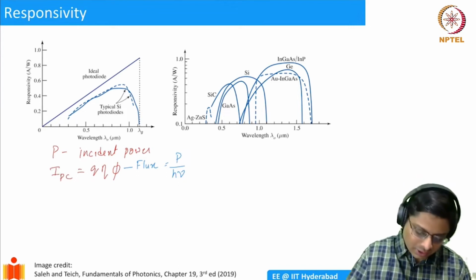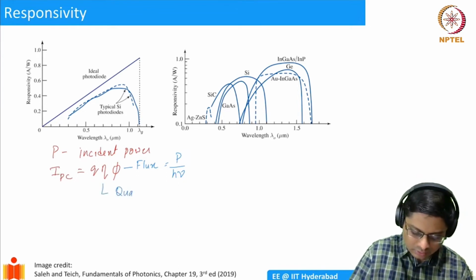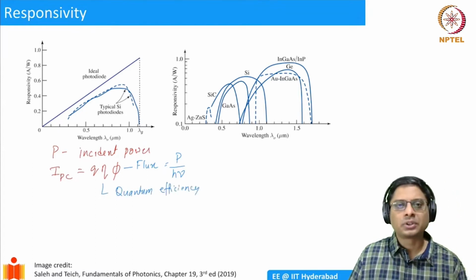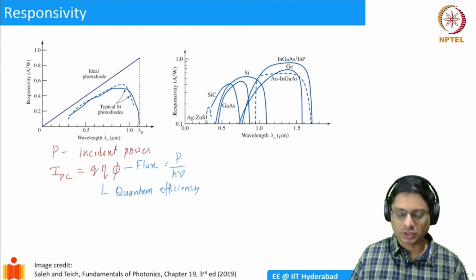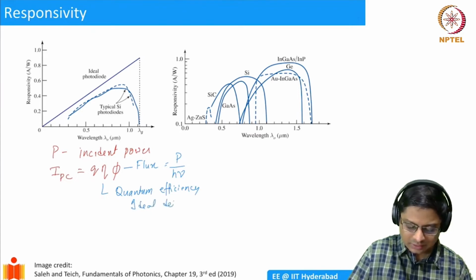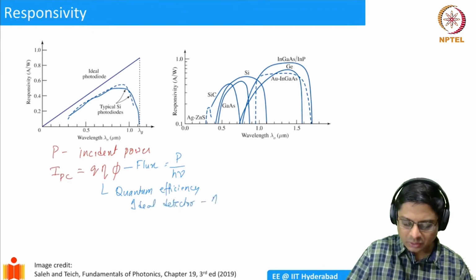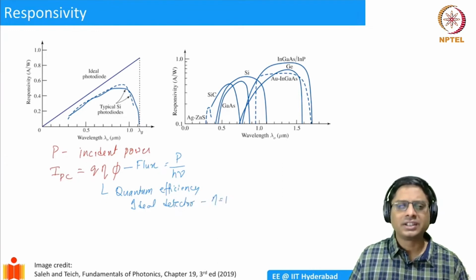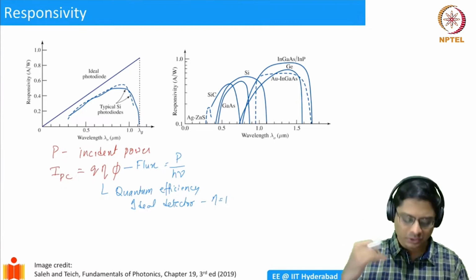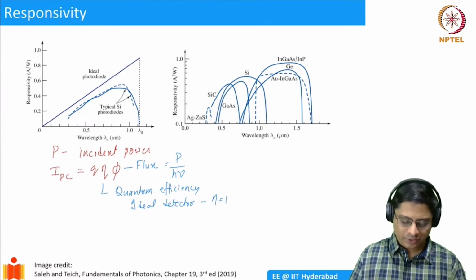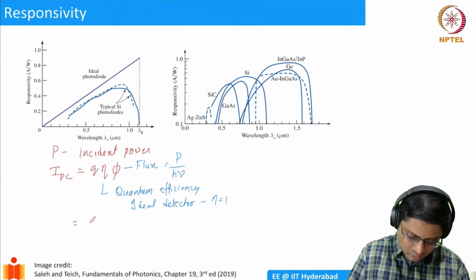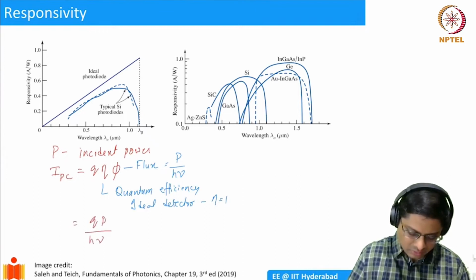So eta is the quantum efficiency. Essentially, how many electrons is it producing per photon? For an ideal detector, eta is going to be equal to 1. If it's not ideal, and we'll see that it's never going to be ideal, it's going to be slightly lower quantum efficiency, but we would like it to be as close to 1 as possible. And the last one is charge. So you can rewrite this: the current will be eta q P by h nu.